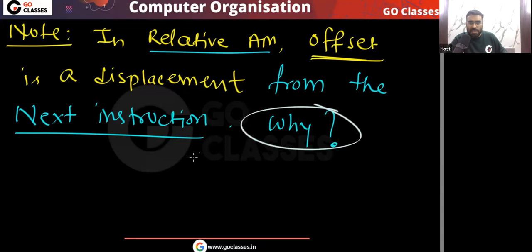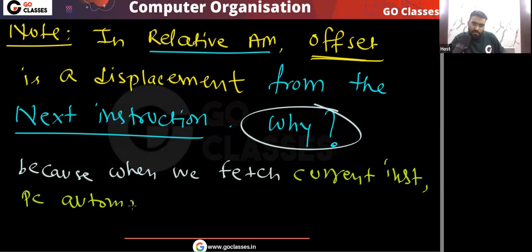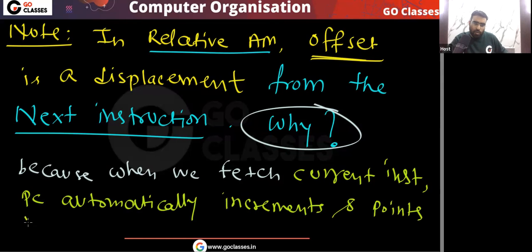Because when we fetch the current instruction, the PC automatically increments and points to the next instruction before decoding. So very simple, this is the point. Is this clear? So that is the idea.